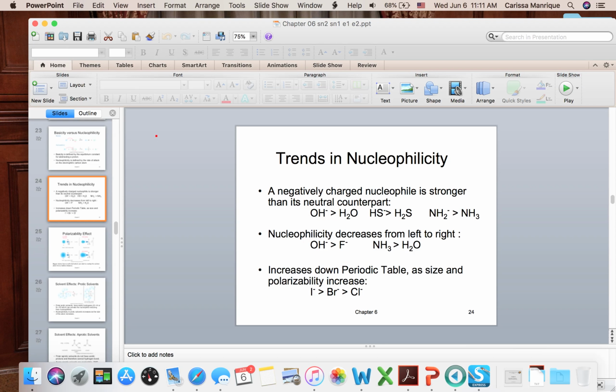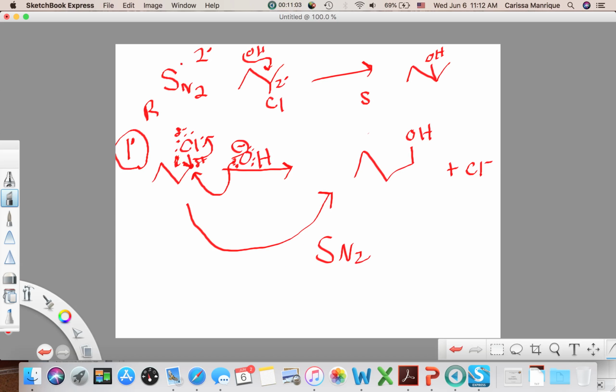Going down, they increase because of the size of it. Now let me show you why this is. Okay, so iodine, this is the one I was talking about. Even though iodine is pretty far to the right, since it's going down on the periodic table, it makes it a very strong nucleophile. So let me show you this trend here.